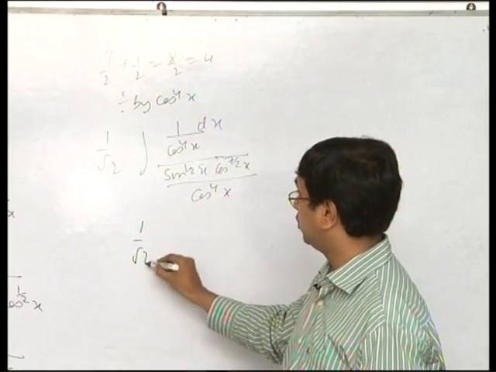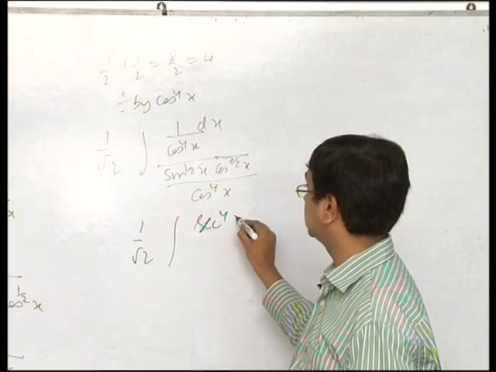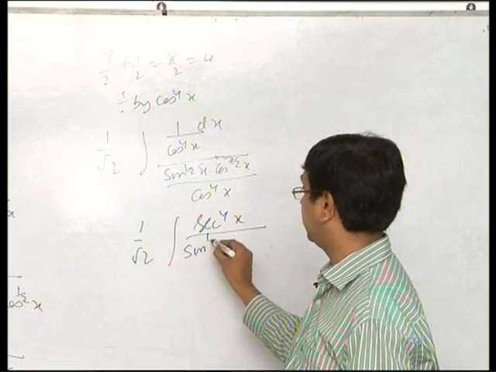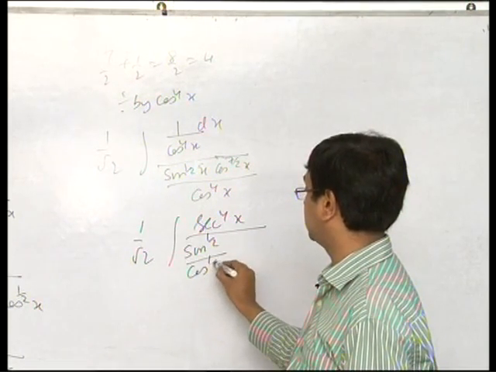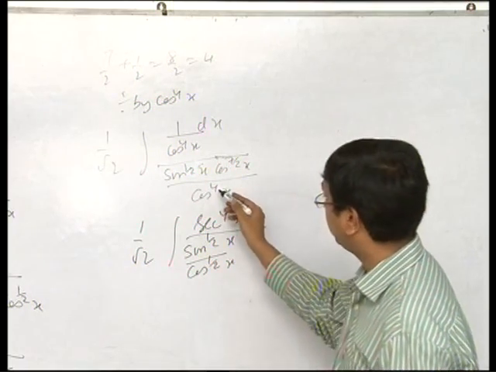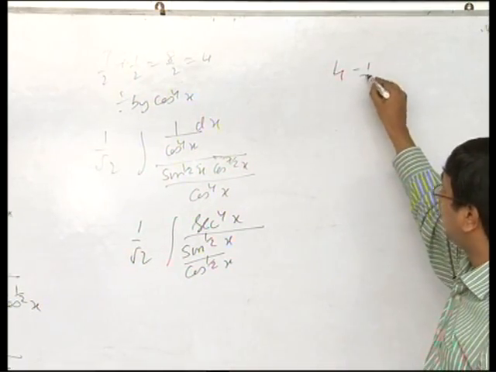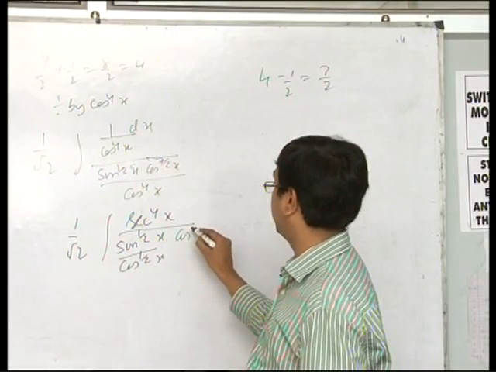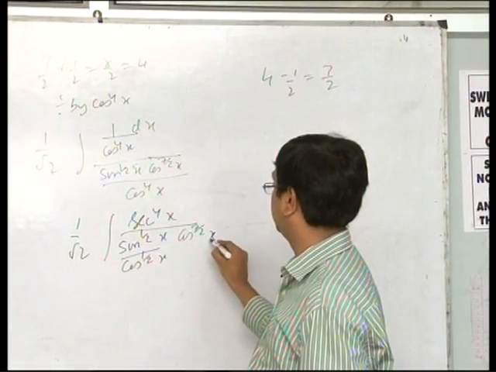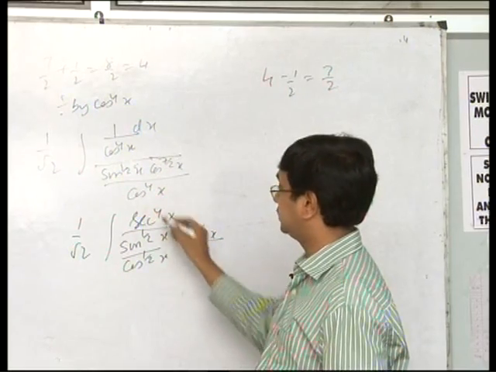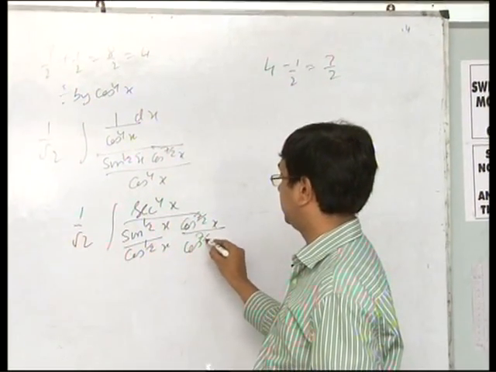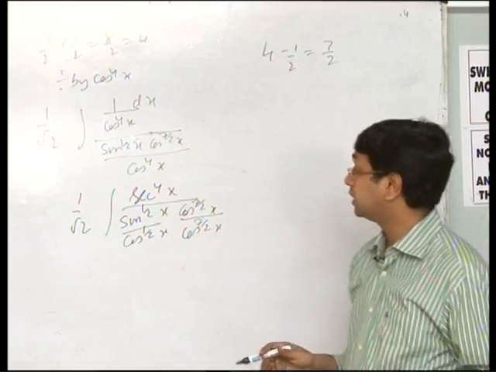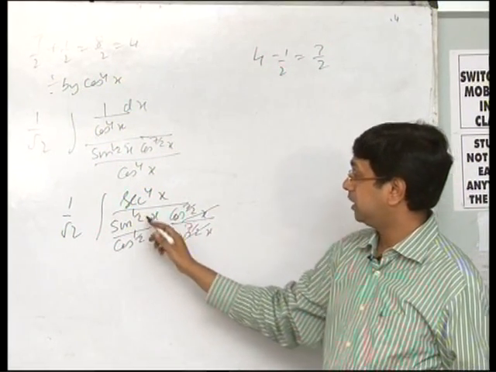So what we would do is sec to the power 4x. I am writing it like this, sin raised to half upon cos raised to half. So half I have taken out of 4. Once you take half out of 4, you are left with 7 by 2. So that 7 by 2 is distributed to the numerator. Now you can see this would get cancelled.